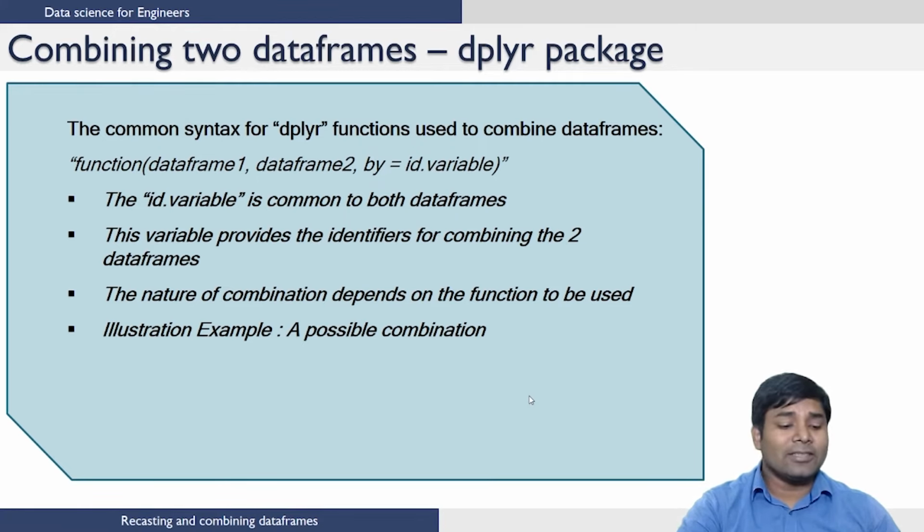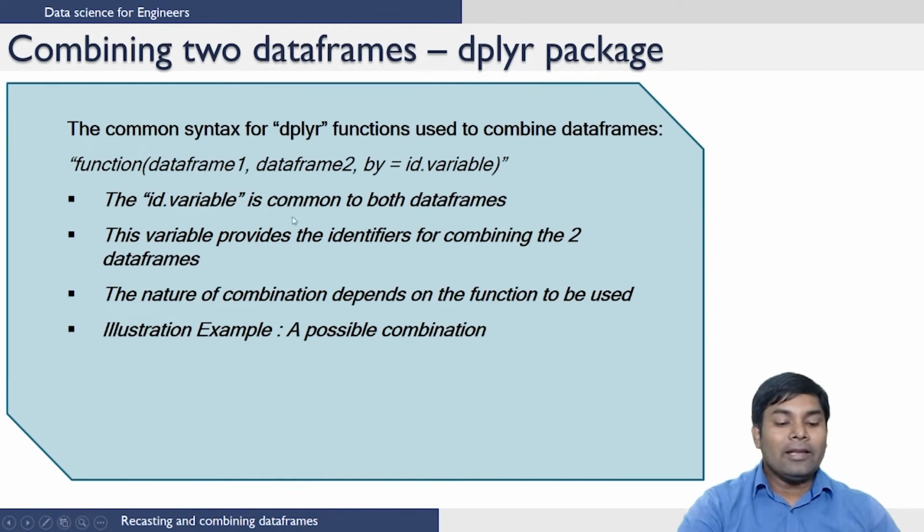The general syntax of this dplyr package is as follows. You need to have a function, which could be either left join, right join, inner join, and so on. And you need to pass the first data frame and the second data frame, because you want to do joining of these two data frames. And you have to specify by which ID variable you have to join these two data frames.